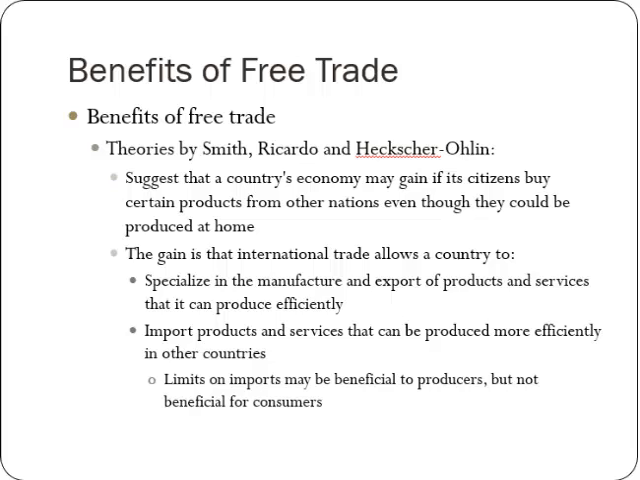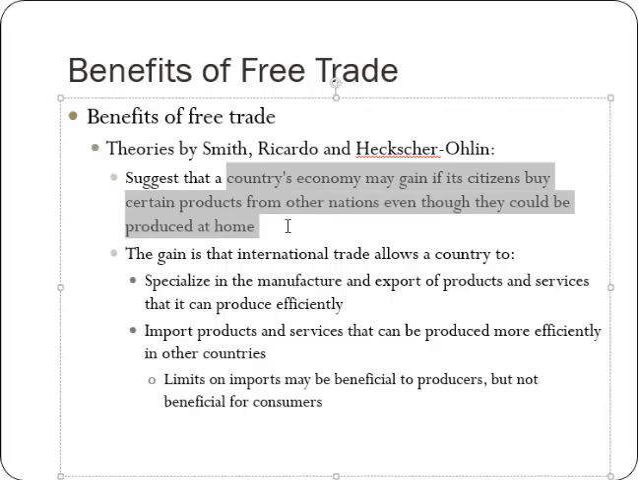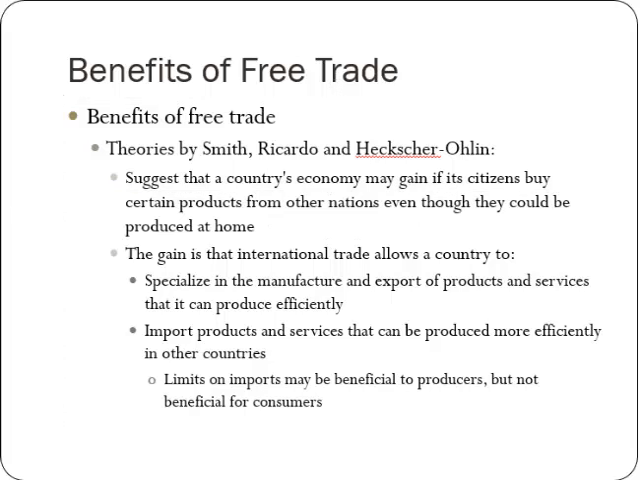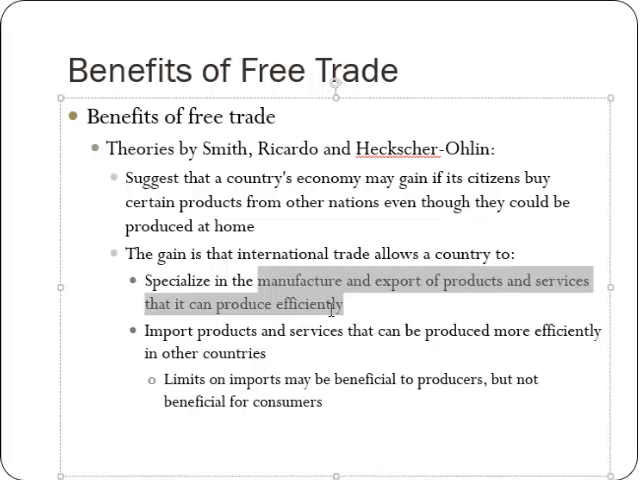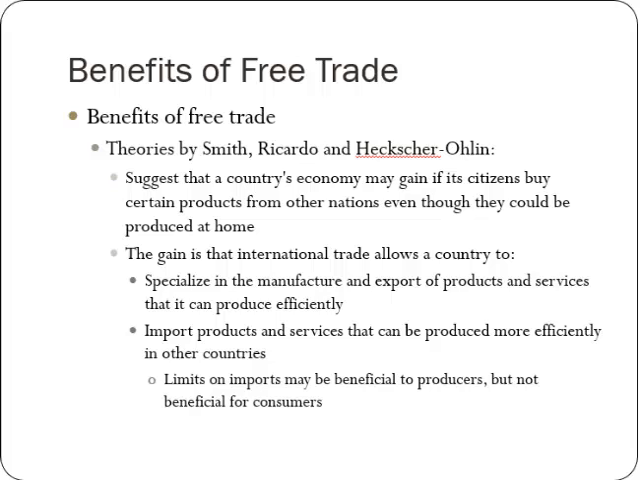There are, of course, a lot of benefits of free trade. First of all, a country's economy may gain if its citizens buy certain products. They could be made cheaper in other countries, they could be made better in other countries, and it could free people up for doing things that are more valuable. If a country makes textiles elsewhere, maybe some workers who otherwise would be making the textiles would be free to be the historians or the doctors or the lawyers. So that allows a country to specialize in the manufacture and export of products that it can do efficiently, and import things that can be done more efficiently in other countries.